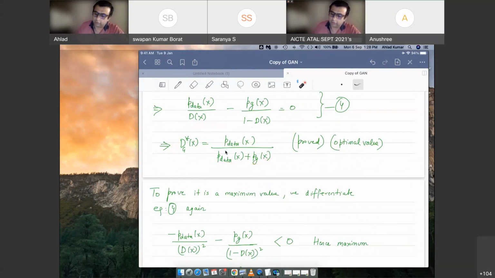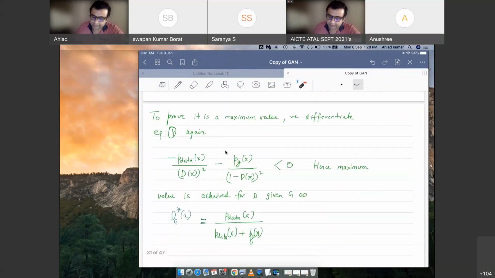In order to prove that this is the maximum, we again take the double derivative and see that it's negative. So then we are double sure that the optimal value that you are getting is this. This is just the proof of the paper which was written by Ian Goodfellow. This is just a derivation for that, to give you more insights of what's going on in that.